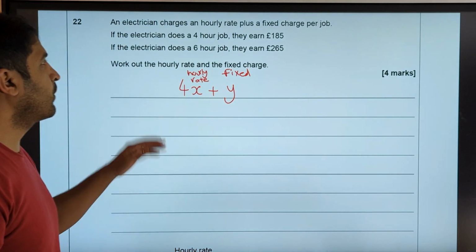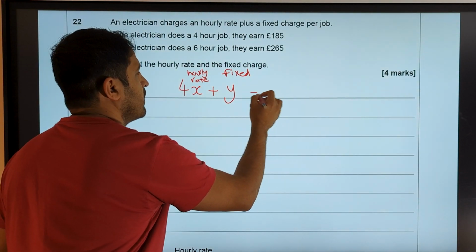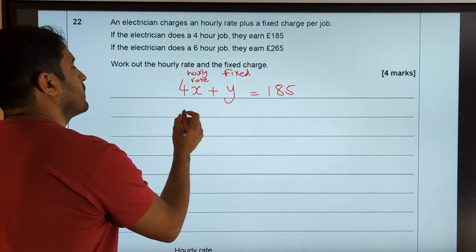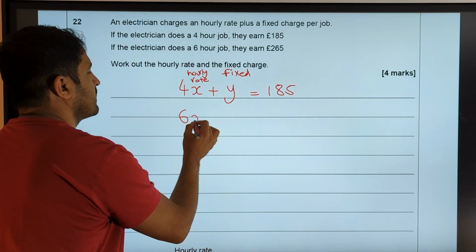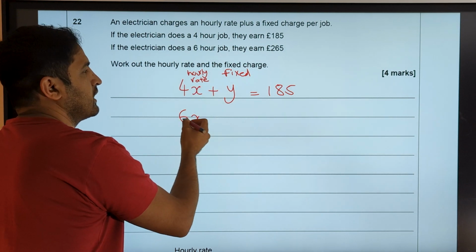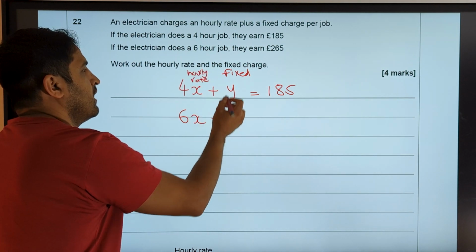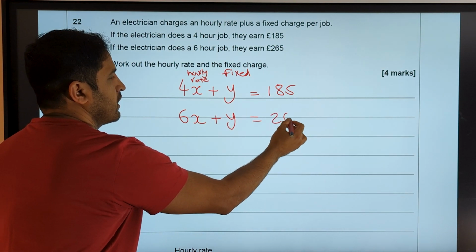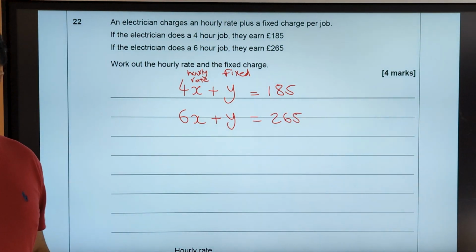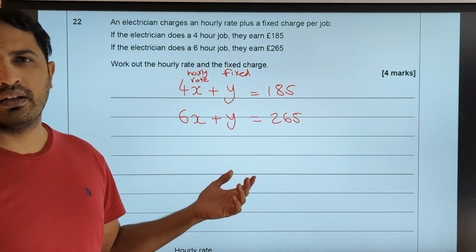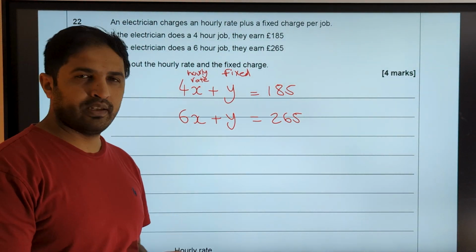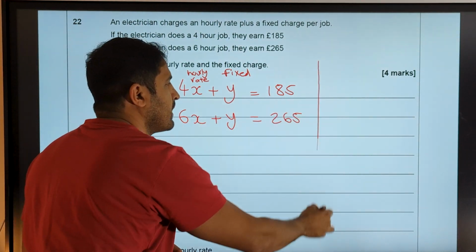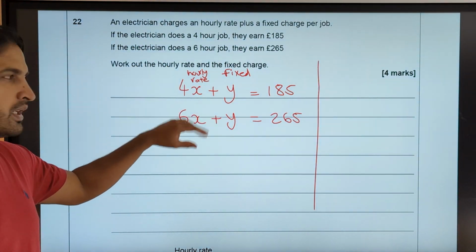And that's 4 marks. Okay, so 4x plus y will give you 185. And then you've got the 6-hour job, so 6 times the hourly rate, plus the fixed rate, you have to pay 265. So it's a simultaneous equation. We're solving two simultaneous equations, which can be done without this as well, but let's just look at it with the equations.